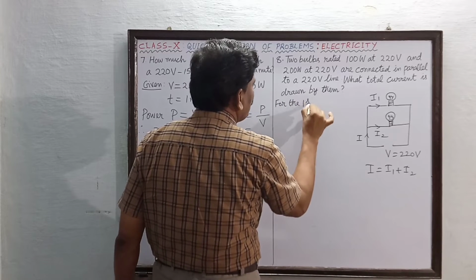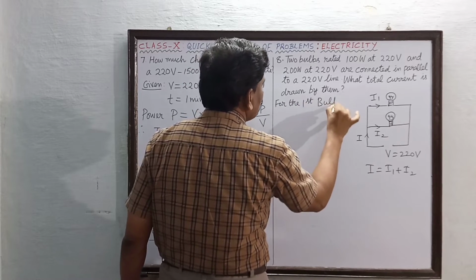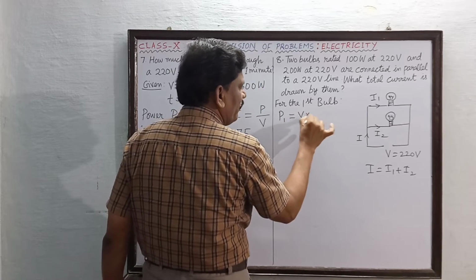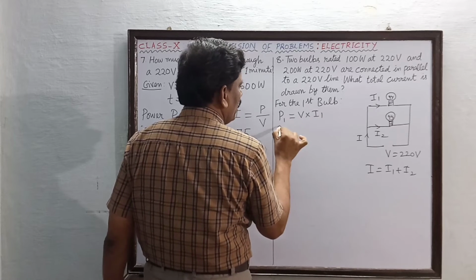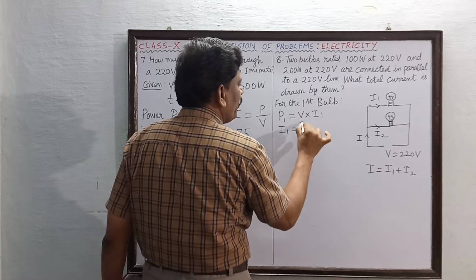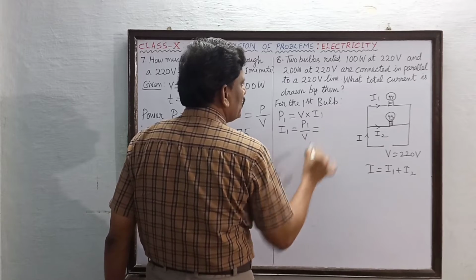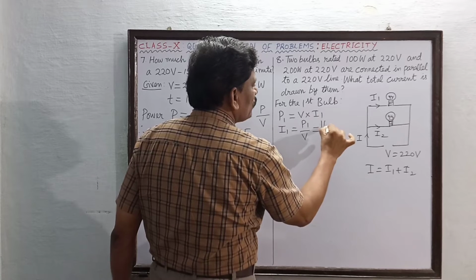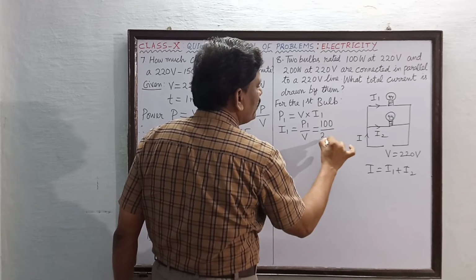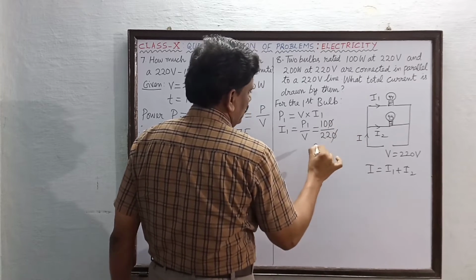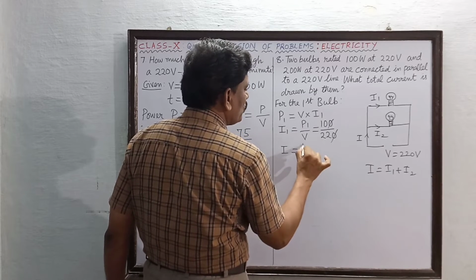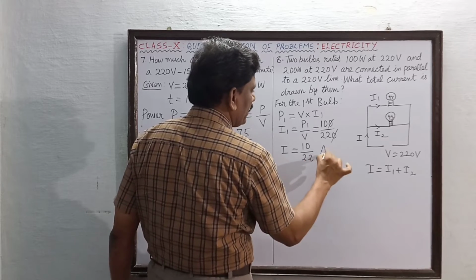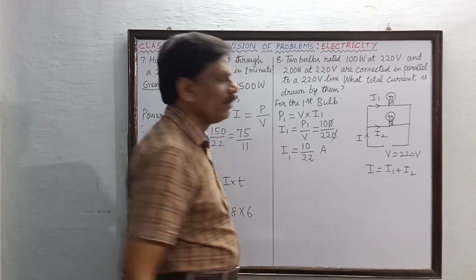Now for the first bulb, power P1 is equal to voltage V into I1, or I1 is equal to P1 divided by V. The power P1 for the first bulb is 100 watt. So this is 100 divided by 220. So I1 is equal to 10 divided by 22 ampere.